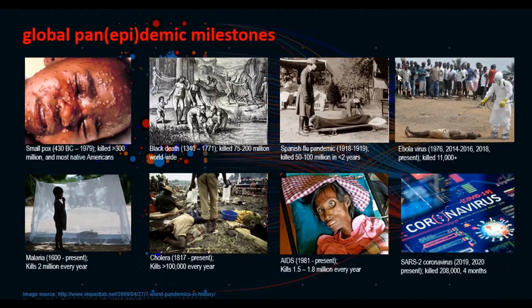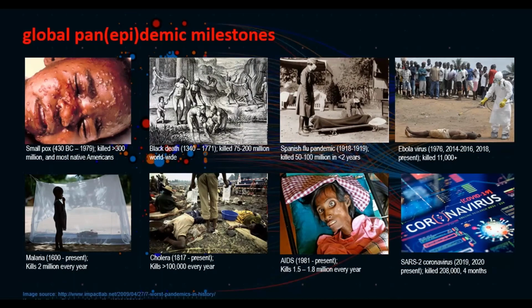We have seen massive changes. These infectious diseases have been there for a long time, from smallpox to the bubonic plague in the 14th century, which killed about 75 to 200 million people, literally half the population at that time. Then the Spanish flu pandemic, the Ebola virus that we have seen recently, malaria, cholera, AIDS, HIV. HIV was not really a pandemic because it was not airborne, but it was a significant epidemic, the largest we have seen in the last century.